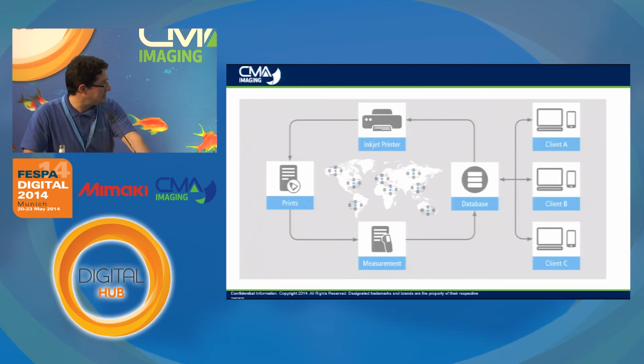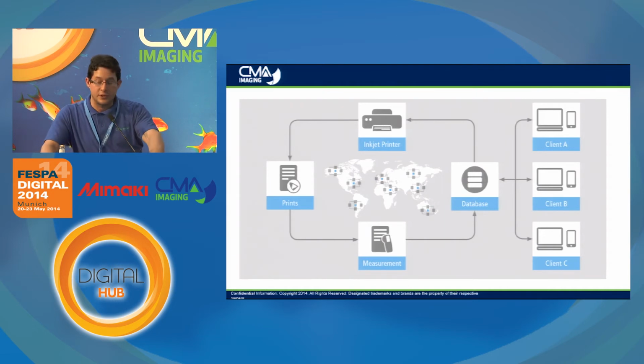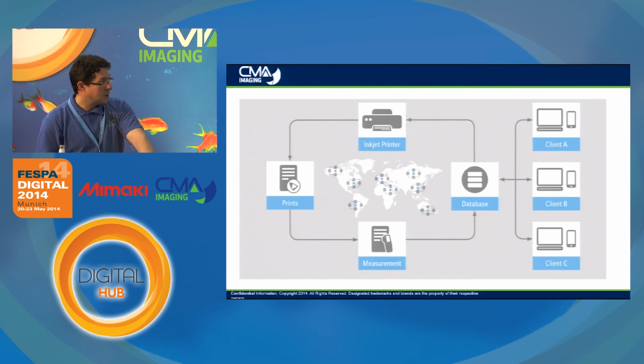So our software basically goes into this process where you can communicate from inside or outside, so you can do what we call remote proofing, or you can print from any location if you have different kinds of shops, so you can control your colors all across the world. All that is going to a central database where you have all the different profiles, and through these prints and measurements, you can control and stabilize all your colors.